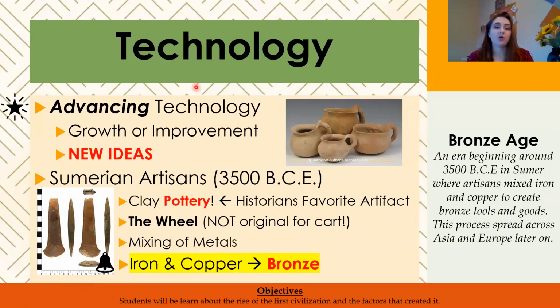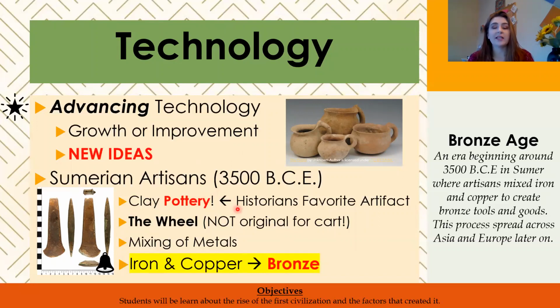A part of this trade network was the advancing of technology. So any nation can have technology of that time, but when a nation begins to advance technology, that's what you really see as a civilization or growing civilization. So this means the growth or improvement or new ideas in technology. So in Sumer or Mesopotamia, we have artisans who would begin developing clay pottery.